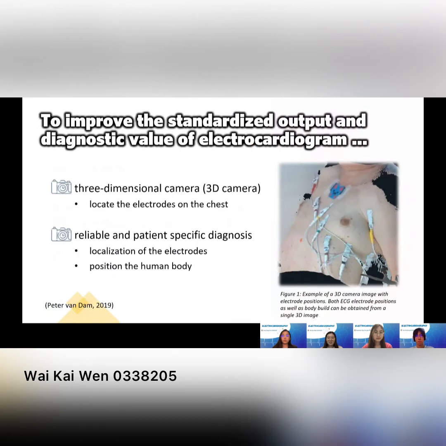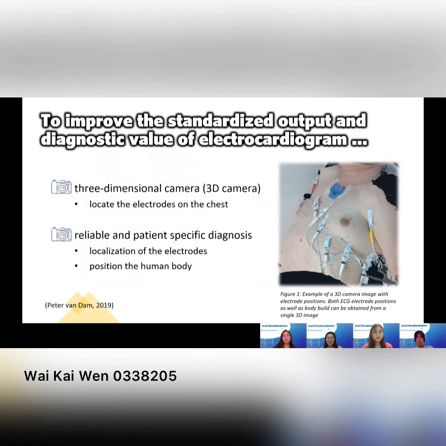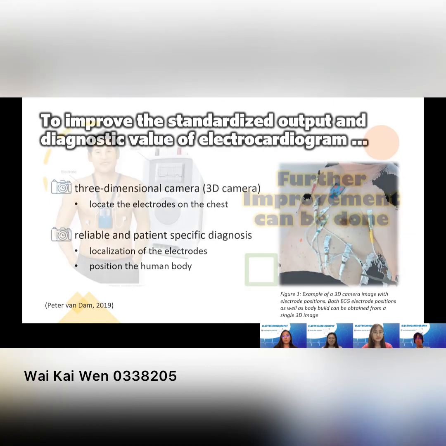Next, in order to improve the standardized output and diagnostic value of the electrocardiogram, a 3D camera has been used to locate the electrodes on the chest. The camera can make a reliable patient-specific diagnosis because it can enable the localization of the electrodes, and also position the human body. The figure on the right is an example of a 3D camera image with electrode positions. Next, I will pass it to Rosemary.